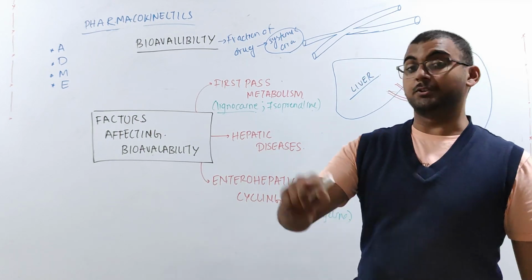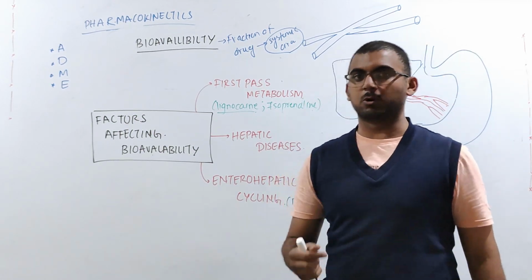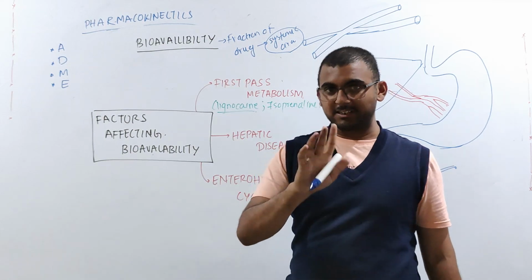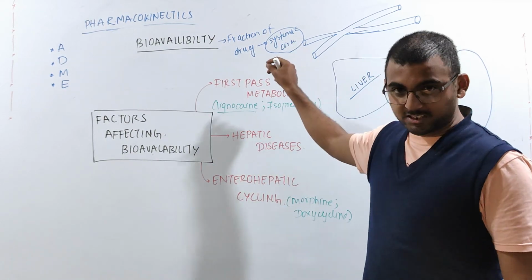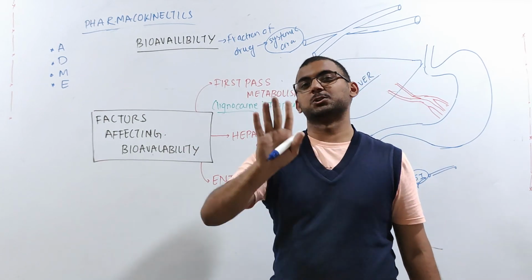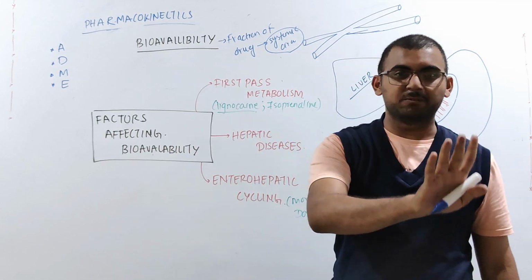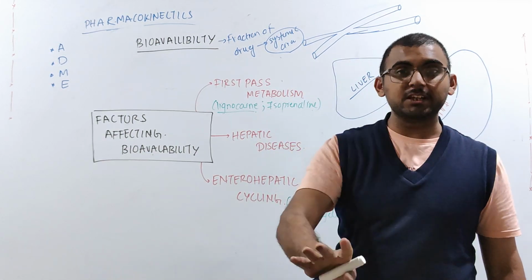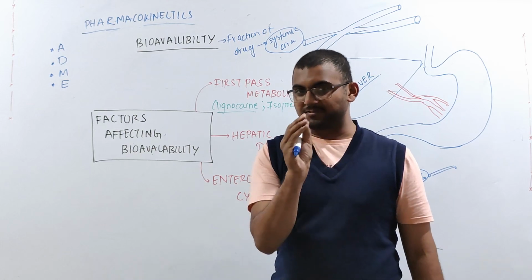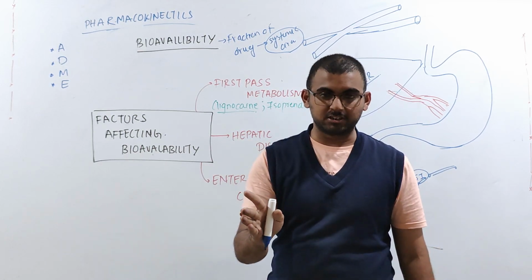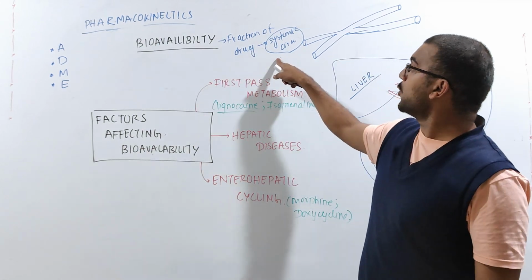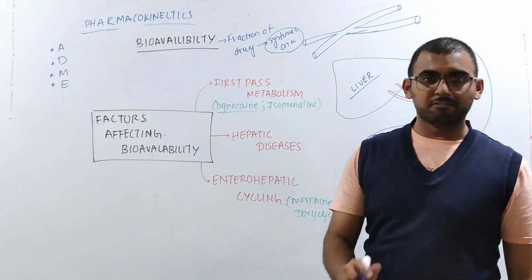Whereas if you take different formulations like tablets or syrups, the bioavailability of the drug is the fraction of the drug which reaches the systemic circulation at a given dose. For example, you give 500 mg of paracetamol. Out of 500 mg, not all of the drug is going to enter the systemic circulation. Only some fraction is going to get inside, and that is responsible for giving you the action. That is what is called your bioavailability.